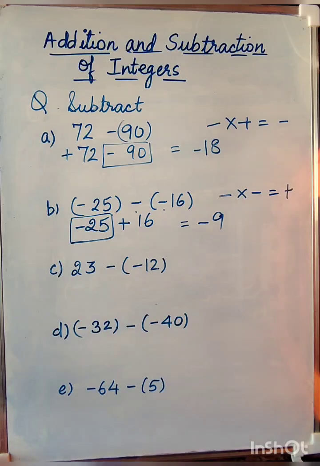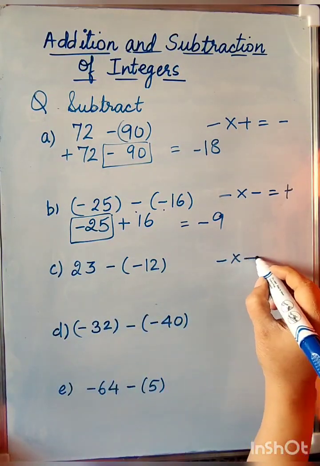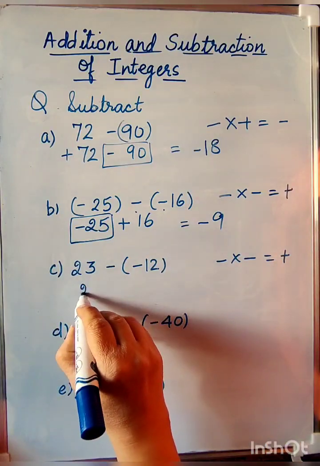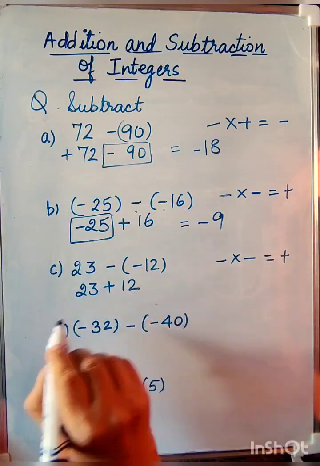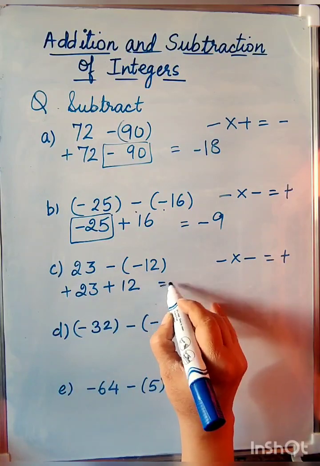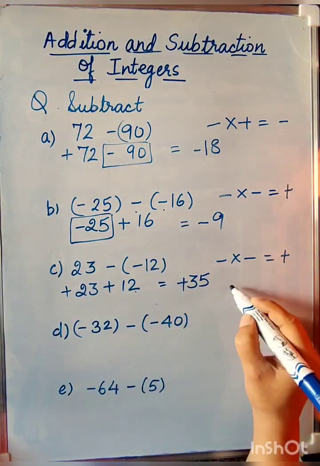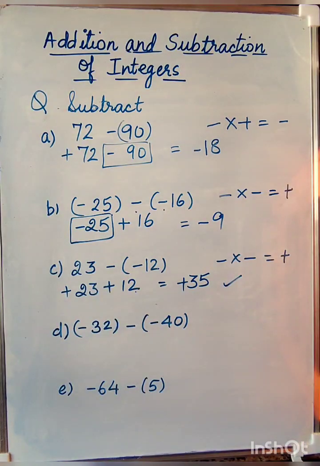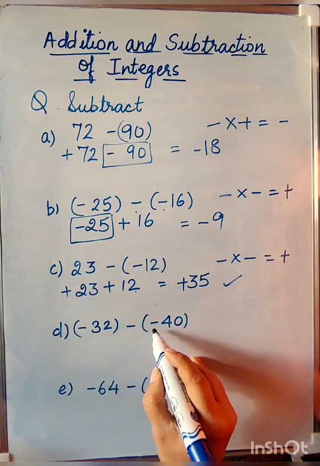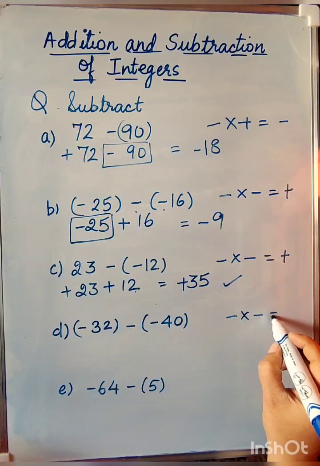Next one, 23 minus minus 12. Minus into minus is plus. So this is 23 plus 12. Both numbers having the same sign, we will just add the numbers. 3 plus 2, 5. 2 plus 1, 3 with a positive sign. This is your answer.